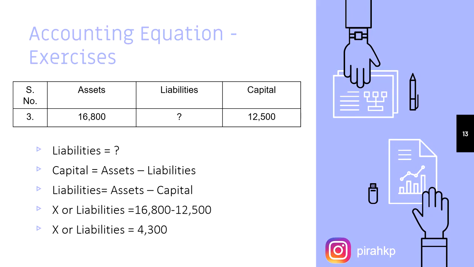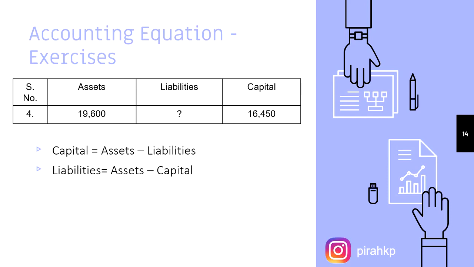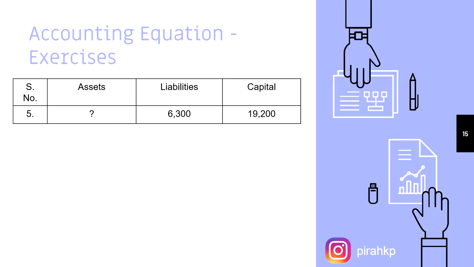Next question is exactly the same, just the numbers are different. So try it guys, come on, you can do it. Alright, awesome, you guys are doing so well. Now capital is equal to assets minus liabilities. Using the accounting equation, we swap the places and now we get 3,150 as liabilities. How did we get that? Well, we deduct capital from assets. Right guys? Awesome. I hope you guys got the same answer.